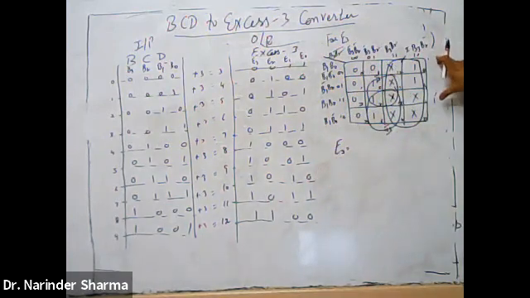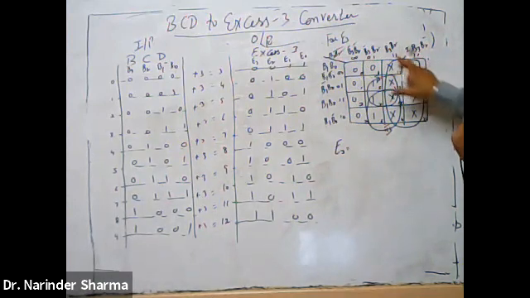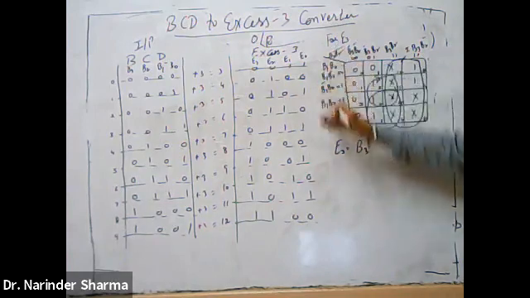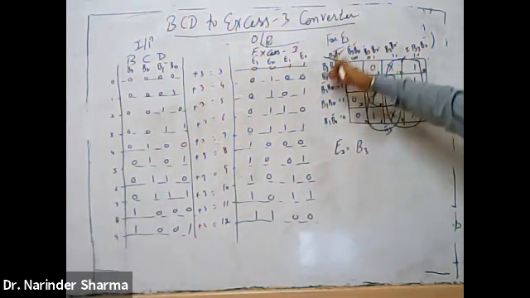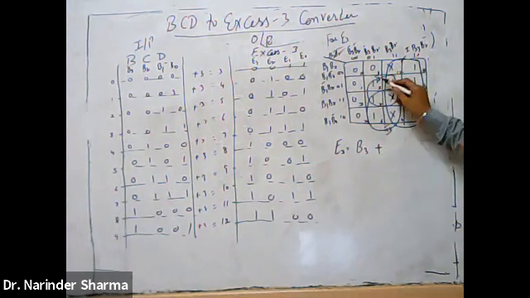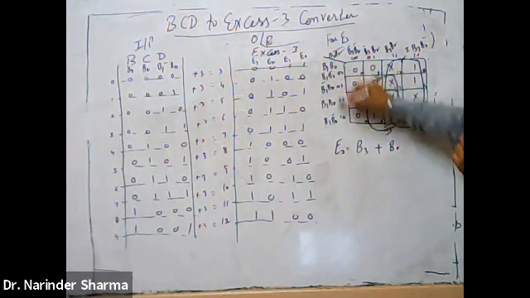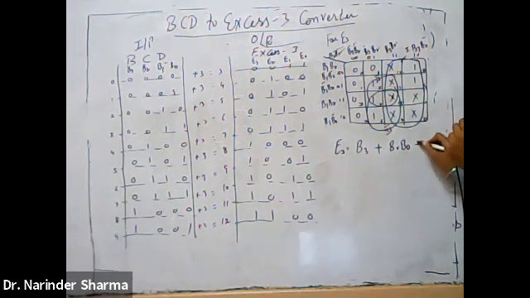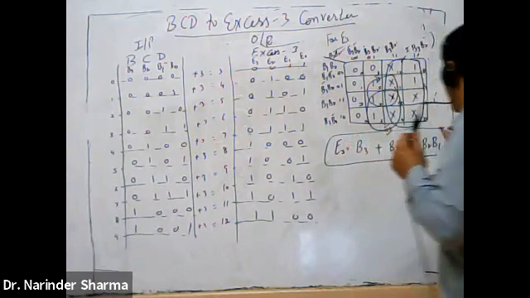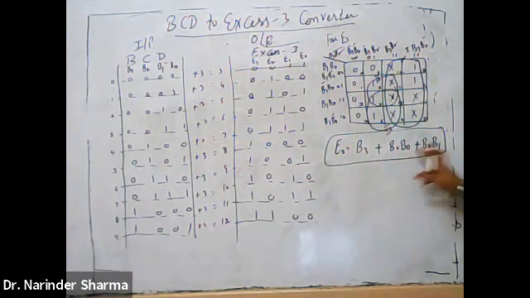Now for group number 1, this is an octet. Here you will get B3 common. If a whole vertical line or horizontal line is there, it will be automatically struck out. Plus for the second group, horizontally you will get B2, vertically you will get B0. Plus for group number 3, horizontally you will get B2, vertically you will get B1. So this is the value of E3: B3 plus B2 B0 plus B2 B1.